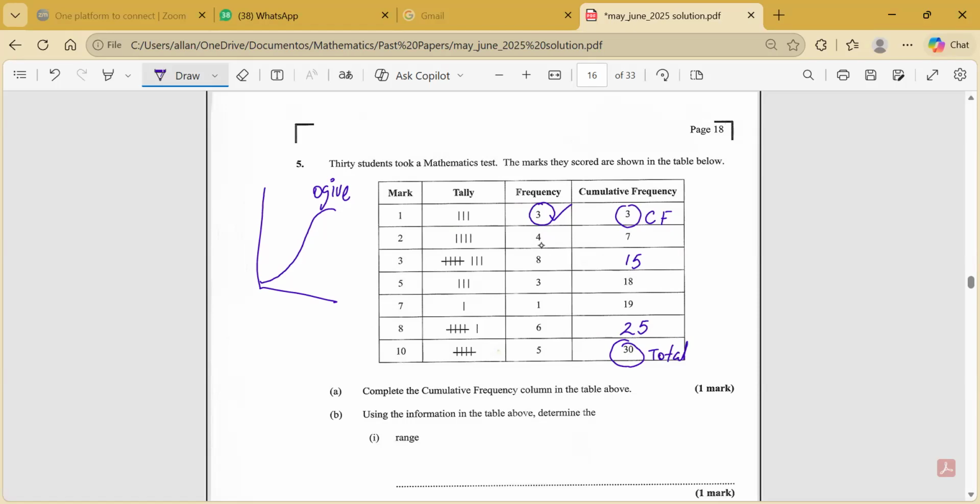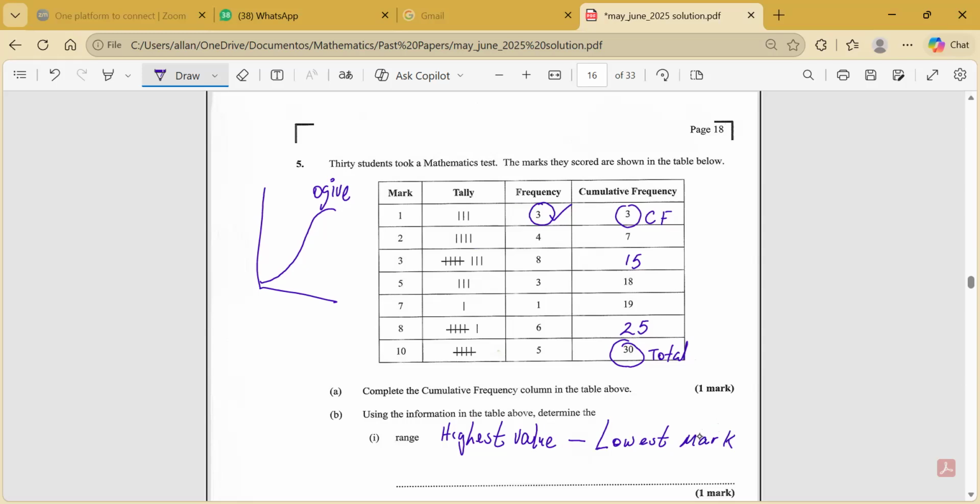All right. So that's important to know. Now, the range, they ask first of all for the range. So your range represents your highest value minus your lowest mark. So your highest value or mark minus your lowest value or mark.